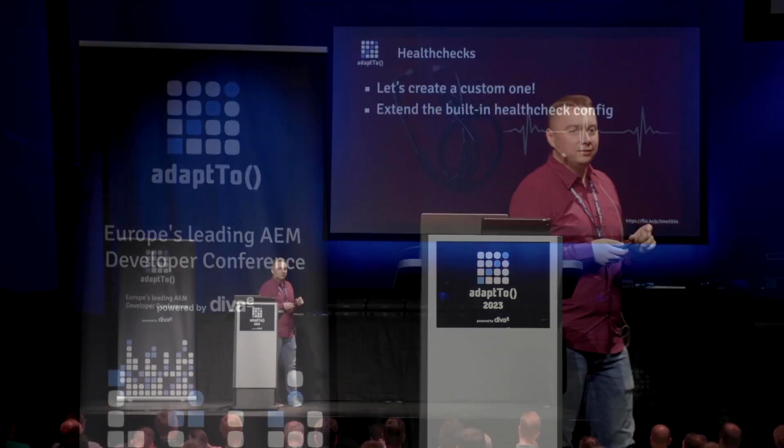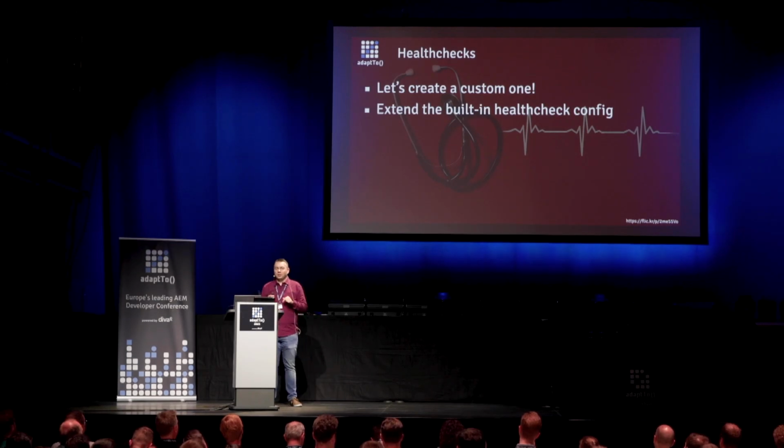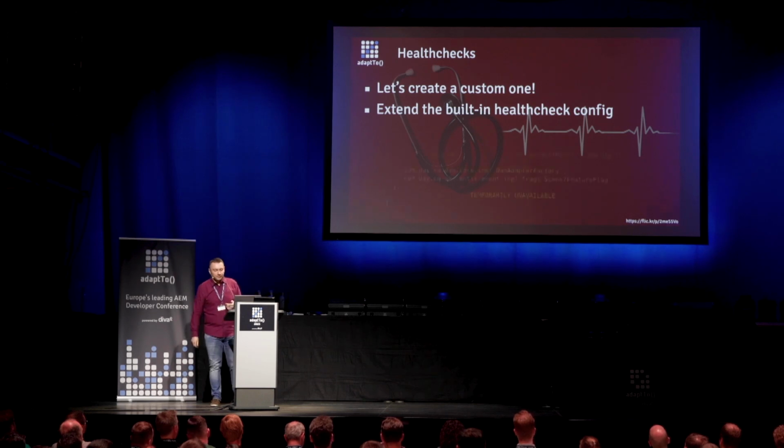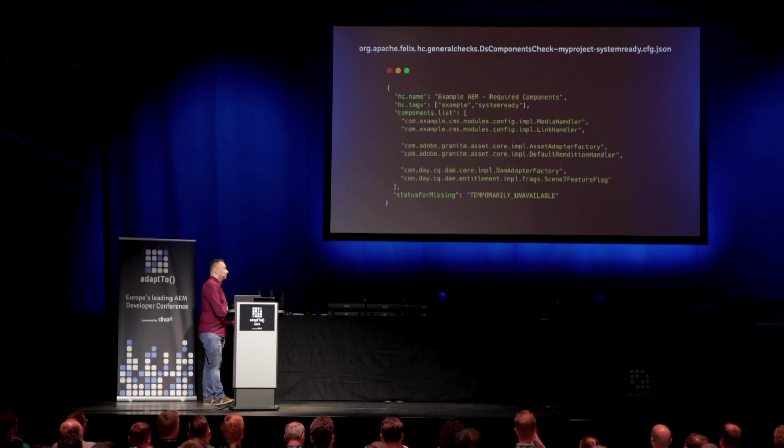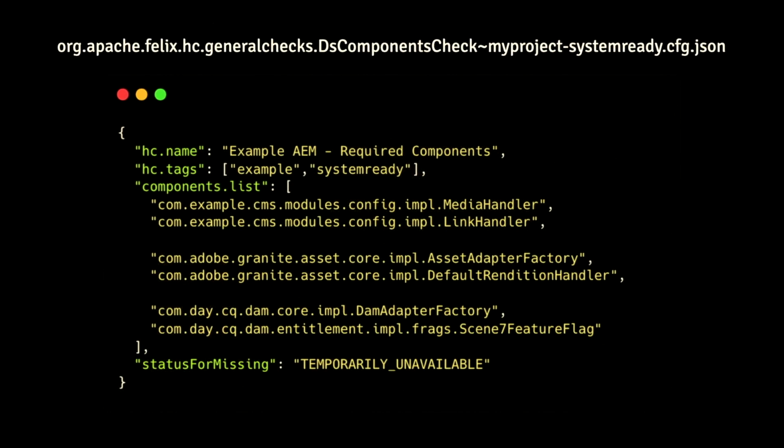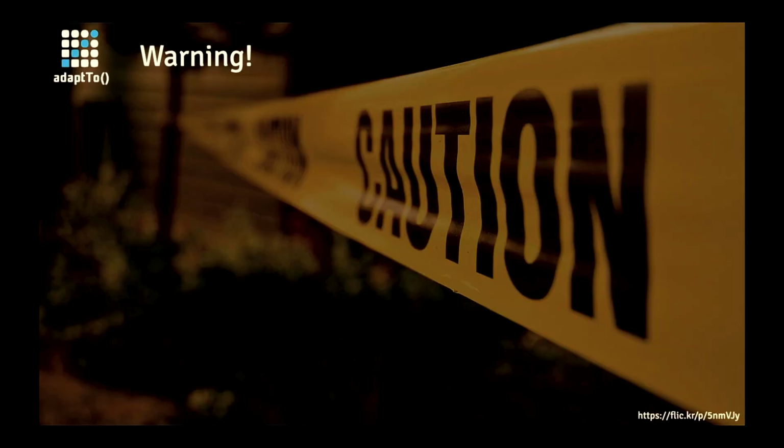You don't really need to write a custom health check. You can extend the built-in system ready endpoint with a set of custom components. So that's what we did. That's the OSGi config, the DS component check config, that allows you to extend the default list of OSGi components, bundles, and whatnot to be included or respected by the built-in system ready. So that's what we did.